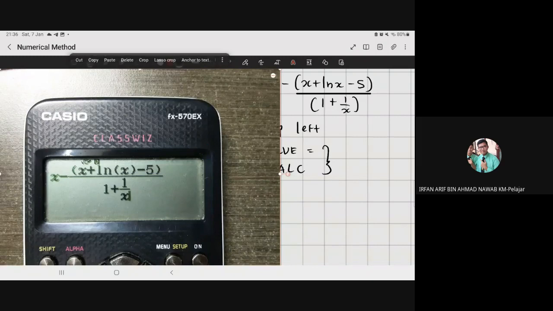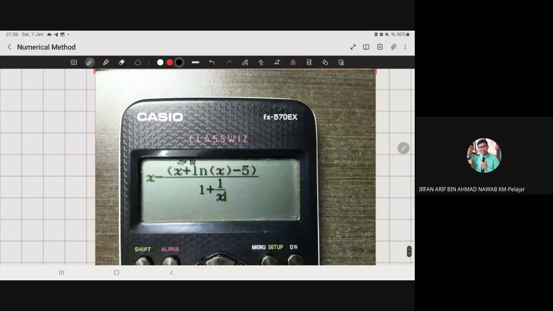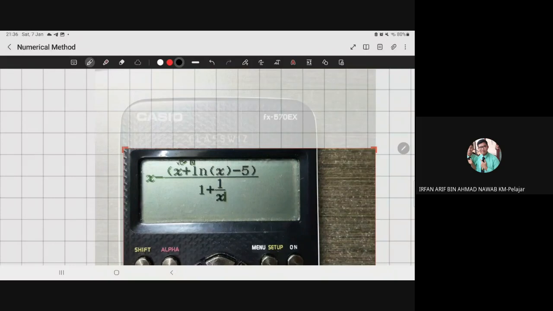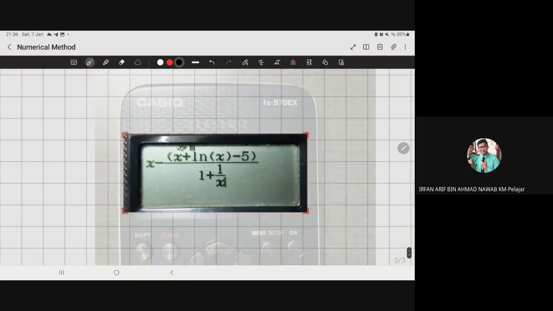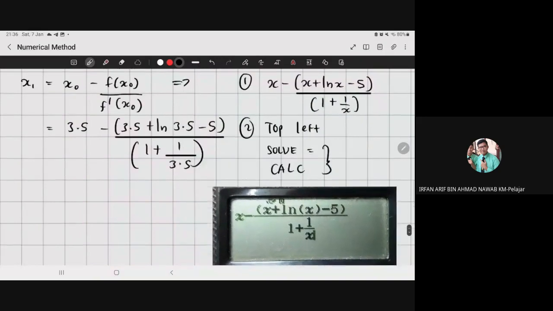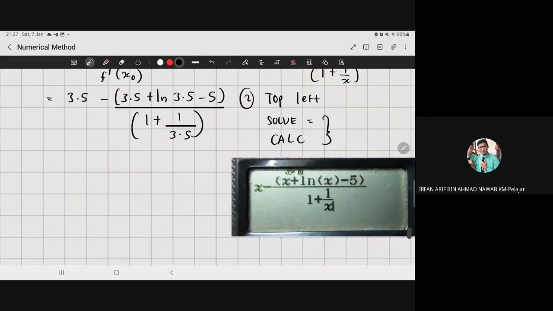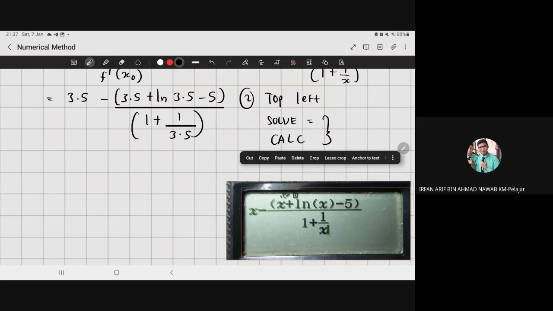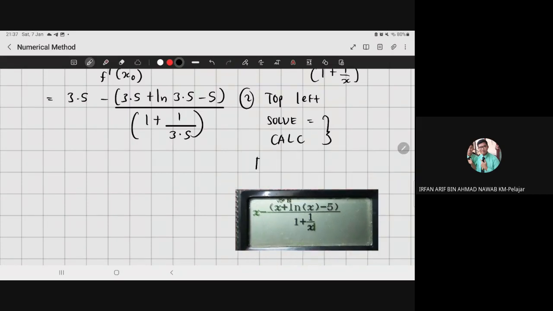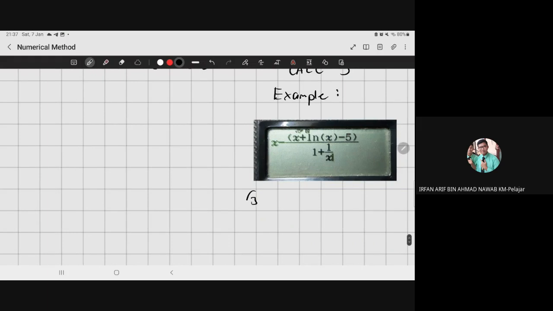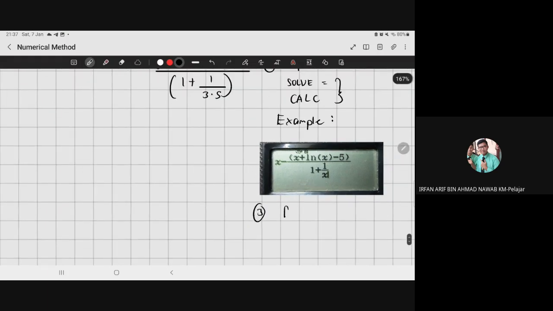So let me put it down here. If you guys are a pro, then no problem. This is an example. You should have this equation, and then you press solve calc, and then it shows that, and then press the 3, the step 3. Press this button.